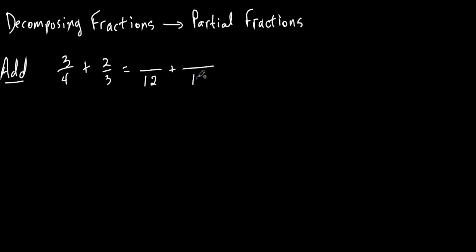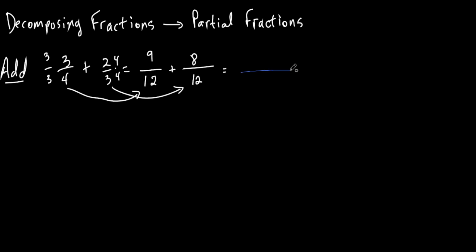So 12 and 12. Now, what did you do to this 4? What did you multiply it by to get 12? Multiplied it by 3, didn't you? So what do we do to the top? We multiply the top by 3. That gives us 9. All right? What do we do to that 3 to get to this 12? Multiplied it by 4. So what do you do to the top? Multiply the top by 4, you get 8.